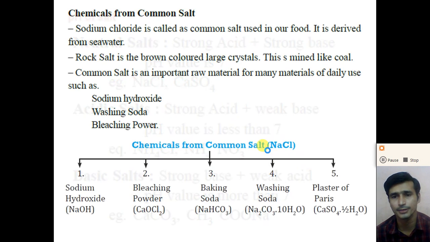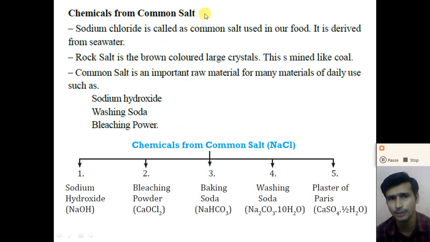Now dear students, we discuss the chemicals from common salt. Sodium chloride is called the common salt used in our food. So here sodium chloride, NaCl, is the common salt used in our food. We call it नमक. हम जो नमक खाते हैं वो सॉल्ट क्या है? सोडियम क्लोराइड है, NaCl. It is derived from the sea water. So here sodium chloride is used to obtain different chemicals, right, which have sodium compounds.